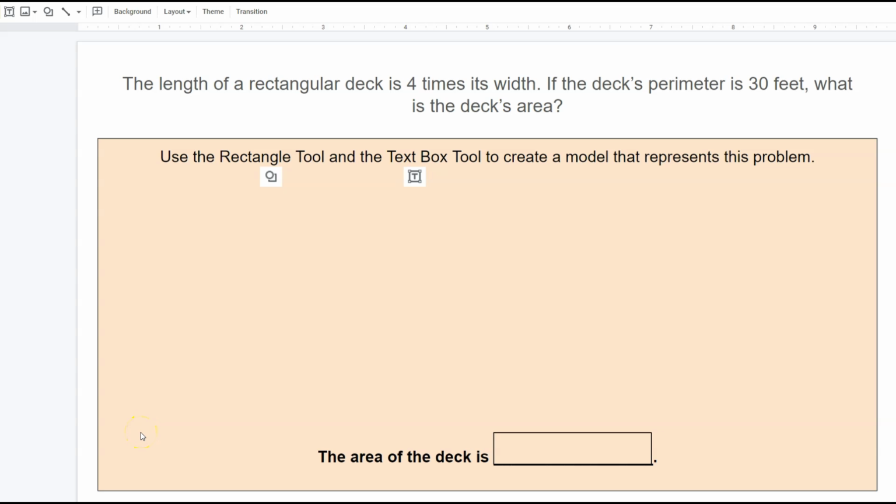This problem can be a little challenging. You'll be using the rectangle tool and the text box tool to help create a model that represents the problem. The problem says the length of a rectangular deck is 4 times its width. If the deck's perimeter is 30 feet, what is the deck's area?